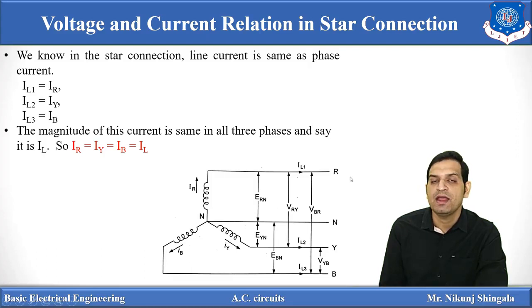Now IR, IY and IB are the phase currents and IL is the line current. So for a star connected system, we can say line current is equal to phase current. So that is the first relationship, the current relationship for a star connected system.